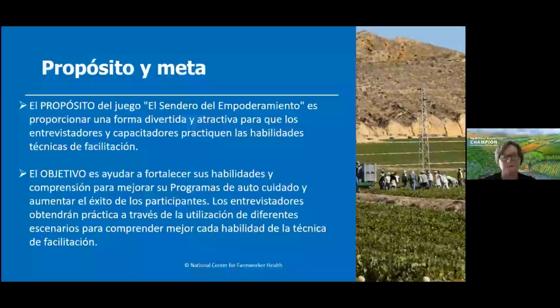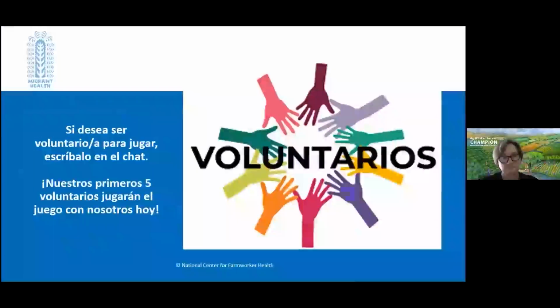The interviewers are going to be able to practice through different scenarios which have been created in a culturally relevant way for a Hispanic audience. The game is both in English and Spanish. This is culturally relevant for Hispanic or Latino communities and will help us to facilitate these changes.